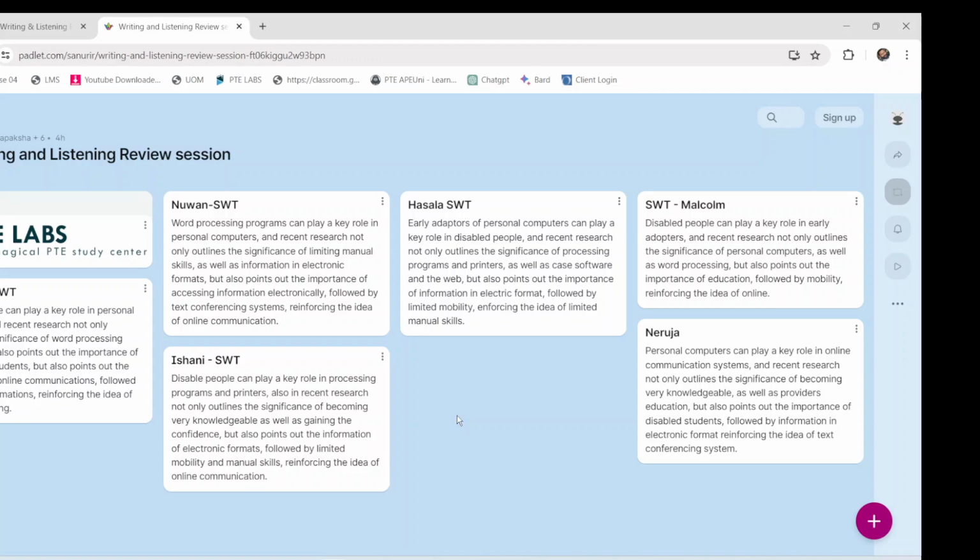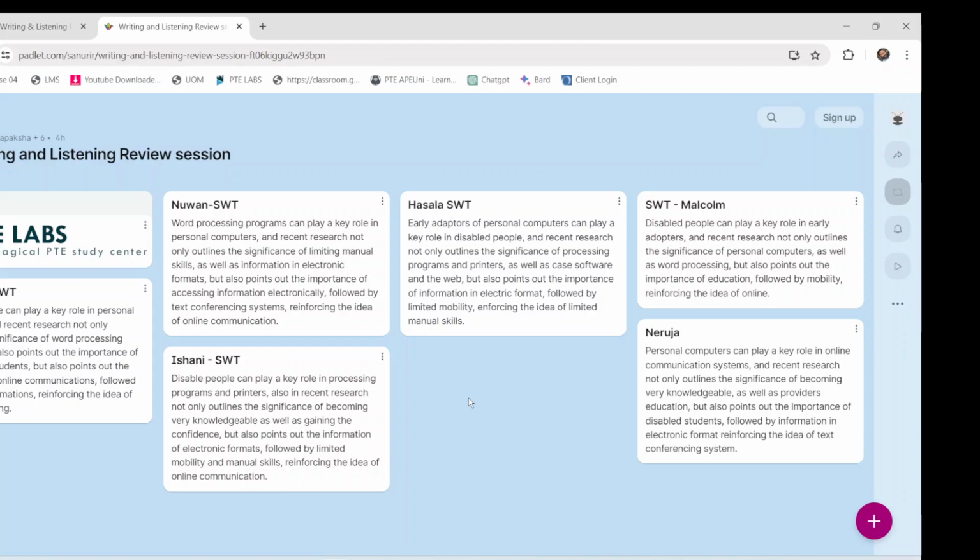That's one word. You have to use a chunk, okay? That you have to keep in mind. Followed by mobility, again, one word, reinforcing the idea of online. One word. So avoid this mistake, Malcolm. You type the structure, that's okay, but then make sure to fill all the 7 blanks. You have to use chunks. Chunks means a collection of words, right?